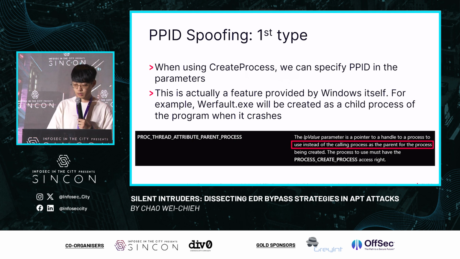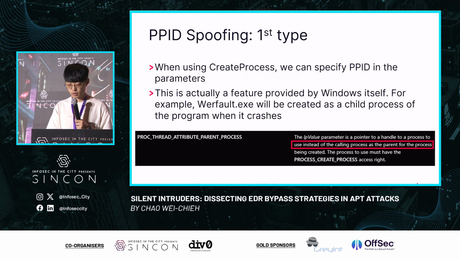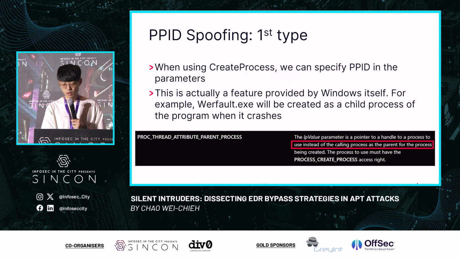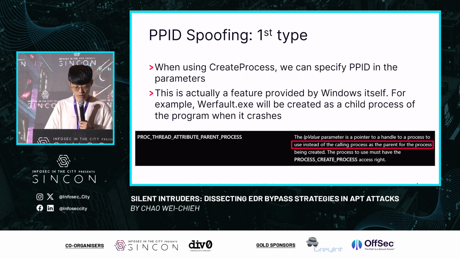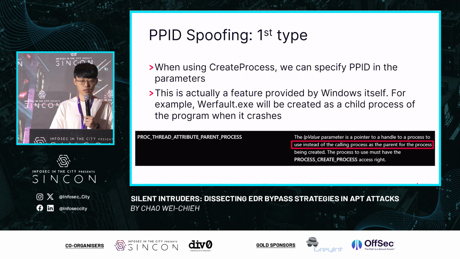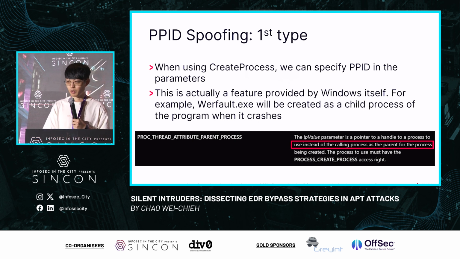So PPID spoofing usually has two ways to do it. The first way is that we can specify the PPID in the parameter of CreateProcess. According to the Microsoft docs, we can specify the PROC_THREAD_ATTRIBUTE_PARENT_PROCESS attribute. By supplying this, we can set the PPID directly. So basically, this is a feature in Windows that you can specify the parent of the process when you create a process.